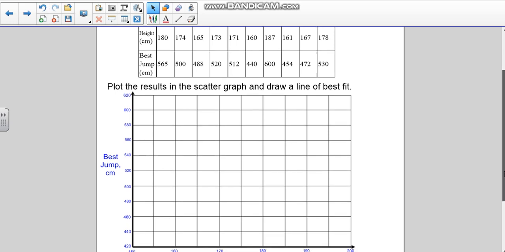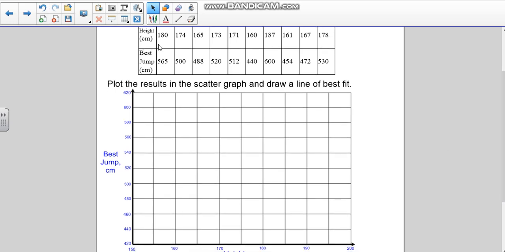So the first coordinate I'm going to plot is 180, 565, so I'm going to go along to 180, get my pencil, here's 180, I need to go up to 565, so that's 520, 540, 560. Now that's 570 in the middle, so 565 is going to be about a quarter of the way up, so about here. So I'm just using a dot. You can use a cross, but be very careful to keep your cross neat and tidy.